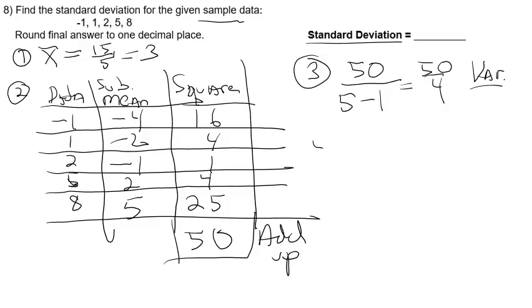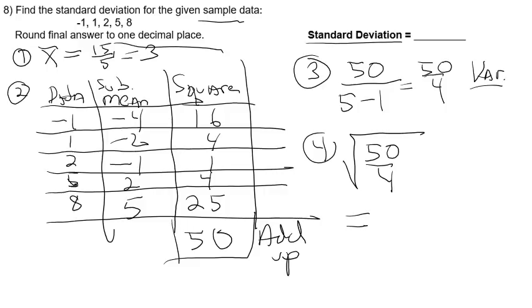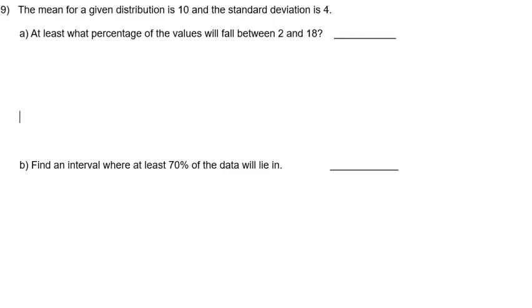number. So we're going to take the square root of 50 divided by 4, plug it into the calculator, and we get, rounded to one decimal place, 3.5. So the answer is 3.5. Moving on. Okay, stop the video, work the problem.